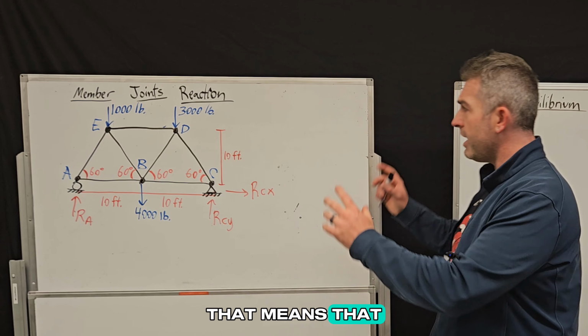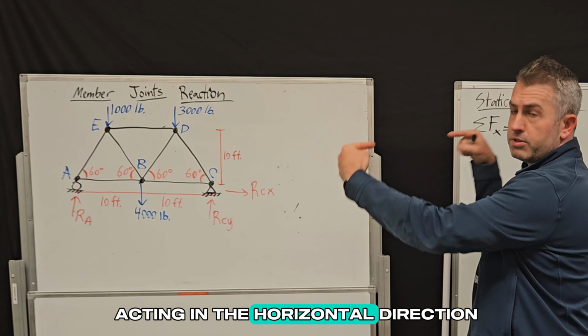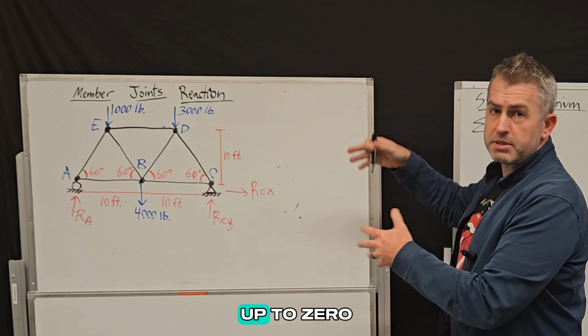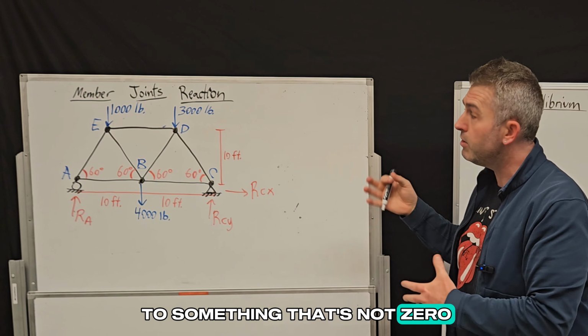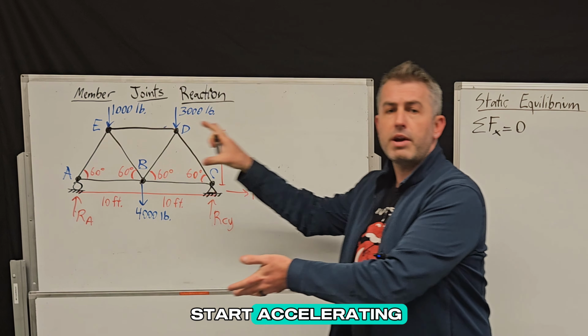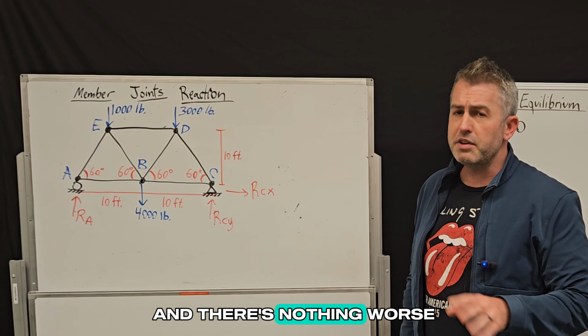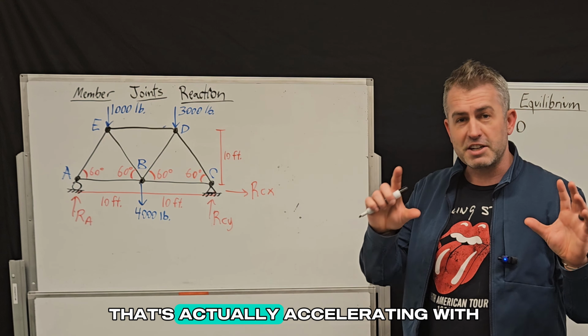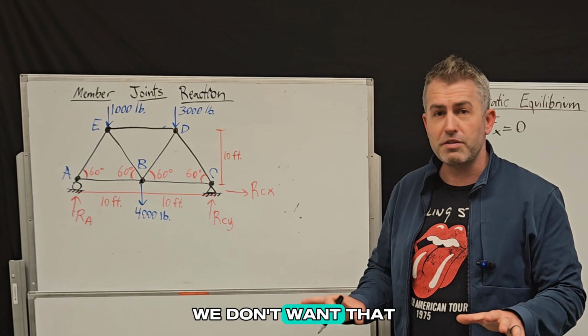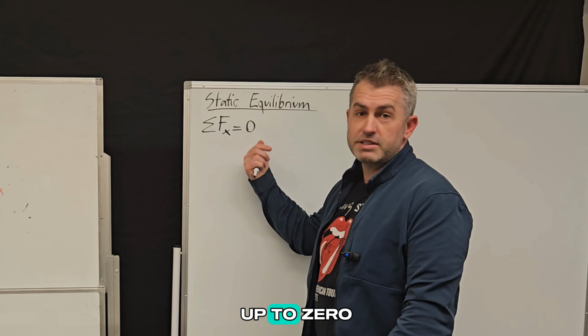That means that all of the forces acting in the horizontal direction, if they don't add up to zero, if they add up to something that's not zero, this bridge would actually start accelerating in some direction. And there's nothing worse than driving across a bridge that's actually accelerating with your car. We don't want that. So all of these forces have to add up to zero.